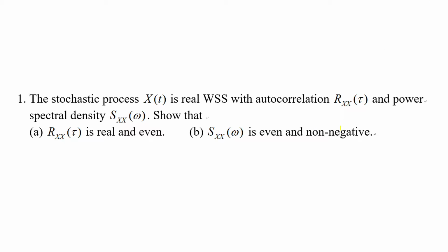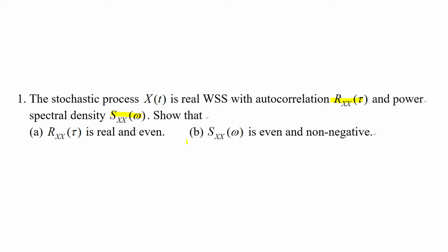Hi Professor Chen, this is my first video of the last homework, and this video is about question 1. The question: the stochastic process X(t) is real WSS with autocorrelation Rxx(tau) and power spectral density Sxx(omega). And we need to show first that Rxx(tau) is real and even.